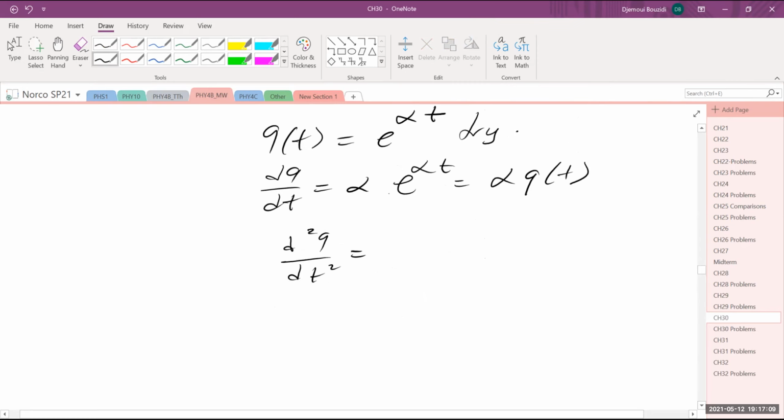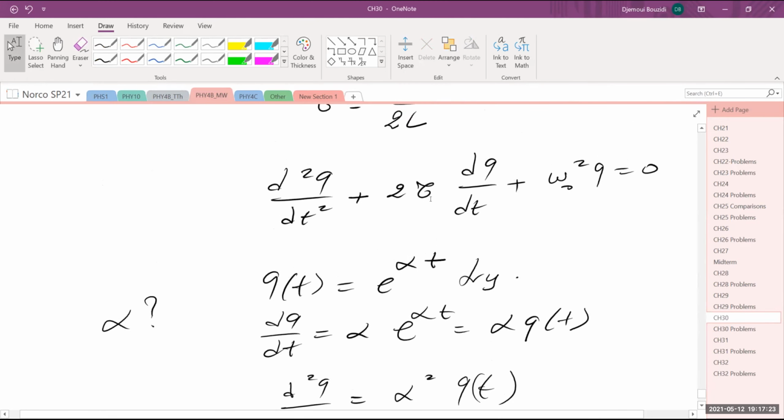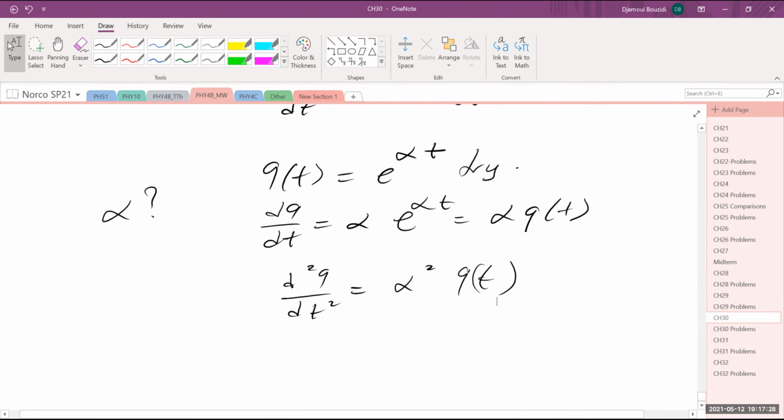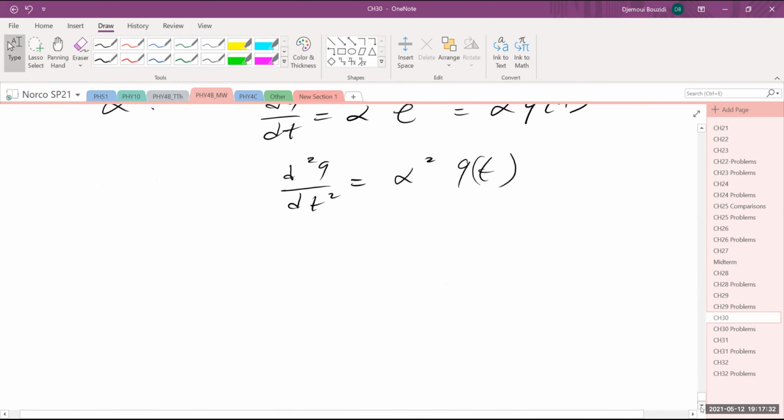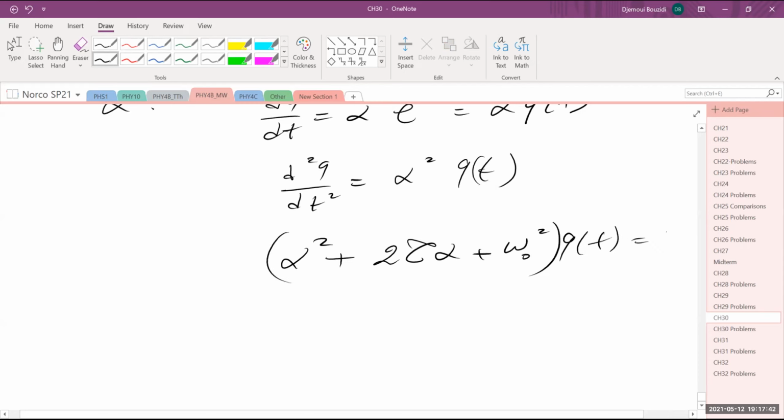The derivative of alpha is constant. That's the whole point of it here. So the whole point in here is just to find alpha that makes this possible. So you take the second derivative, it's going to be an alpha squared times the exponential, and the exponential is still q sub t. So you sub in the equation, and now you have alpha squared plus 2 tau times alpha plus omega naught, times q, because the second derivative will bring a q, and the first derivative will bring q. So basically, you end up with this equation: alpha squared plus 2 tau alpha plus omega naught squared, the whole thing multiplying q sub t, is equal to 0.